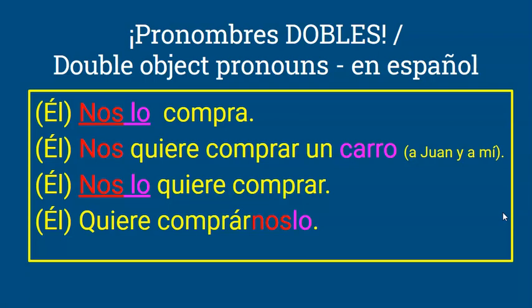Here's where we have the indirect, which we kind of have to have in the sentence, but we still left in the direct object. Nos quiere comprar un carro. He wants to buy us a car, a Juan y a mí. Now we've dropped the car, we know it's Juan and me, and we've got a doble. Nos lo quiere comprar. He wants to buy it for us. And because we have two verbs, we also have the option of attaching them to that second verb that's in the infinitive. Quiere comprárnoslo. He wants to buy it for us.